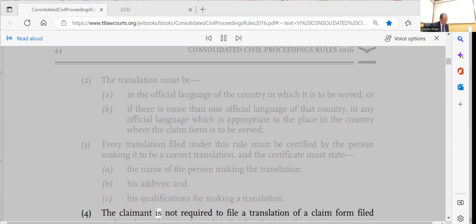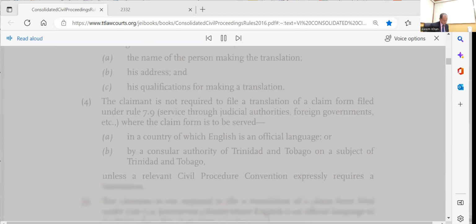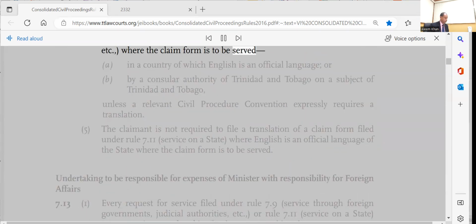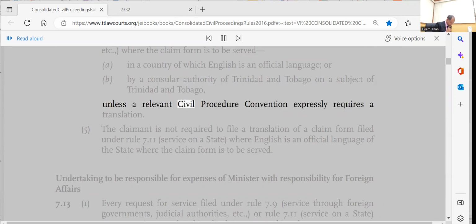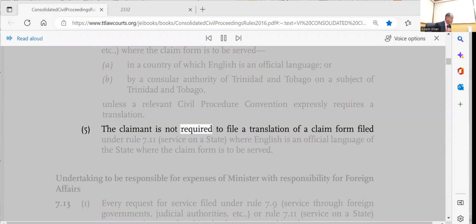4. The claimant is not required to file a translation of a claim form filed under Rule 7.9, Service through Judicial Authorities, Foreign Governments, etc., where the claim form is to be served a. in a country of which English is an official language, or b. by a consular authority of Trinidad and Tobago on a subject of Trinidad and Tobago, unless a relevant civil procedure convention expressly requires a translation.